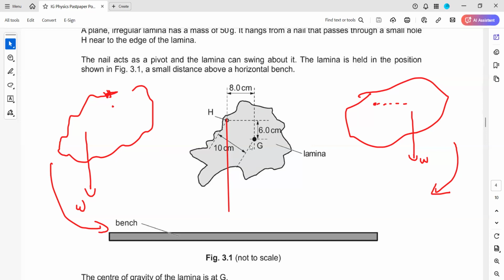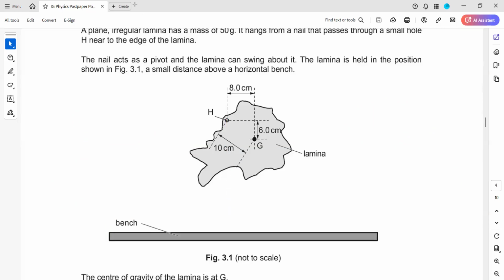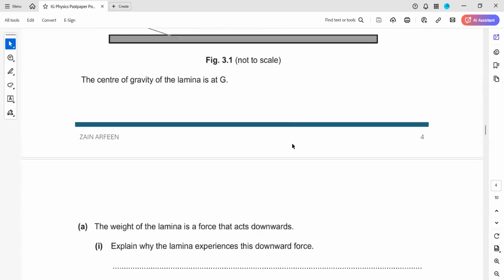So no resultant force, no resultant moment. No resultant moment and no resultant force. That's why it will be stationary.